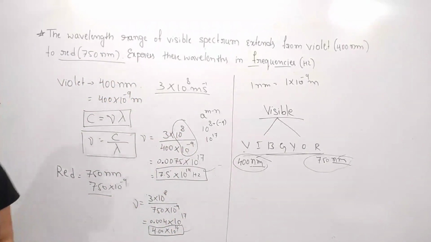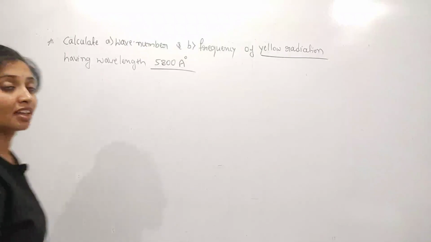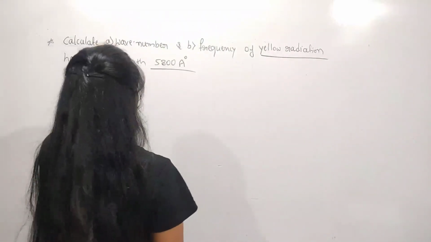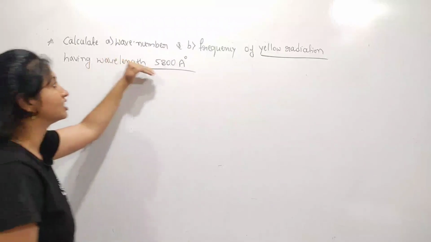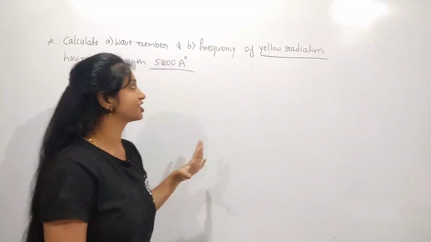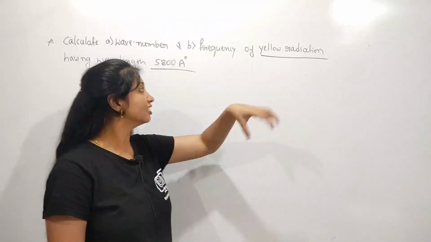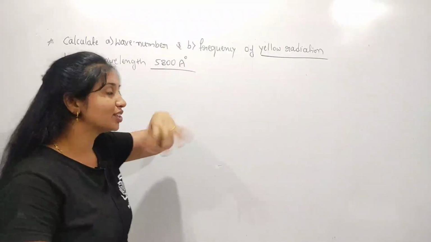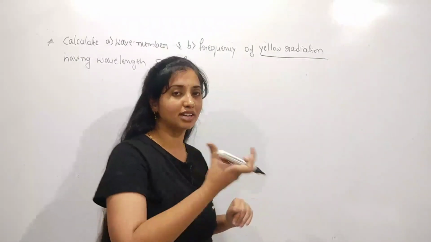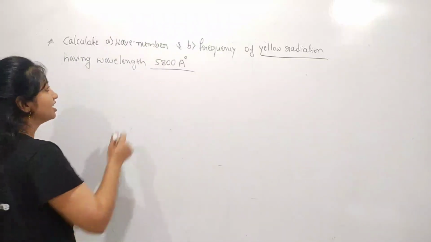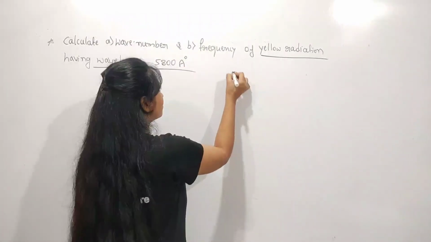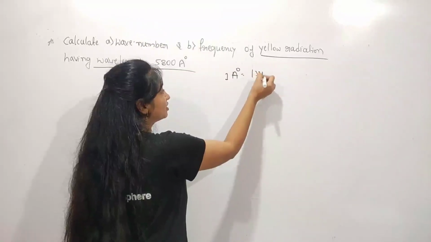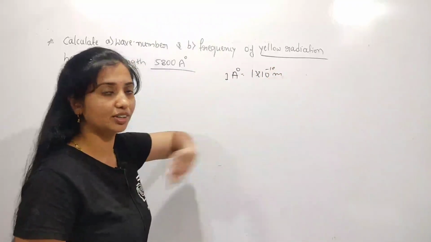And next problem is this. Calculate wave number and frequency of LO radiation having a wavelength 5800 angstrom. In a previous question, they gave the wavelength in terms of nanometer. Then what did you write there? 10 raised to minus 9. Here they have given the wavelength in terms of angstrom. So, what is the meaning of an angstrom here? 1 angstrom is equal to 1 into 10 raised to minus 10 meter. You got it?